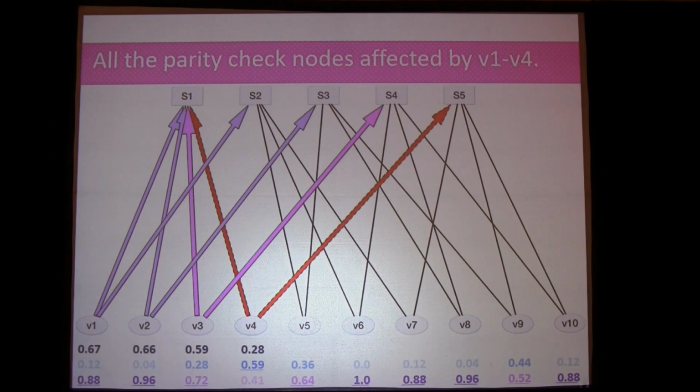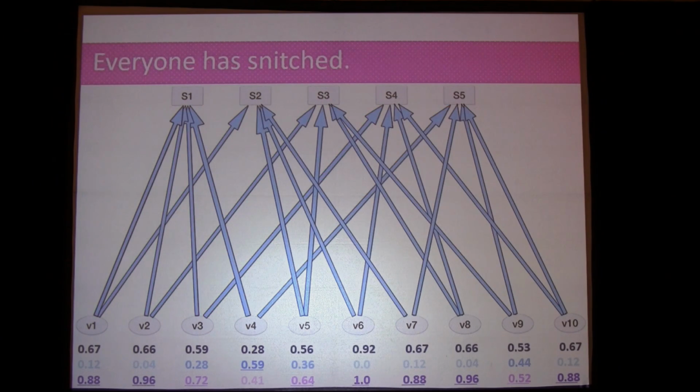Here's another way of looking at it. Here's all the parity check nodes that are affected by the first 4 bits. So it was pretty obvious that since V1 is also connected to S2, they're involved. But hey, look at all these other connections. You can see that very quickly, we have involvement from everywhere. All right, and now everyone's snitched.